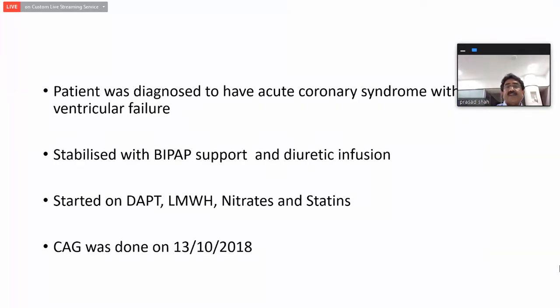The patient was diagnosed to have an acute coronary syndrome with a left ventricular failure, was stabilized with BiPAP support and diuretic infusion, and was started on dual antiplatelets, low molecular weight heparin, nitrates, and statins. And then after stabilization, she was taken for an angio the next day.